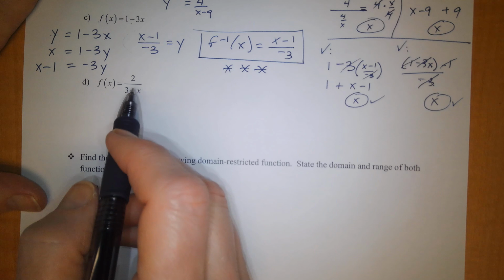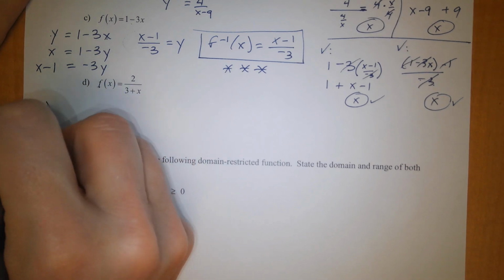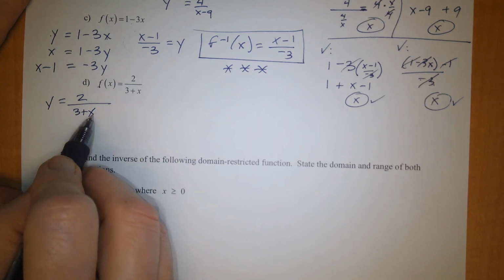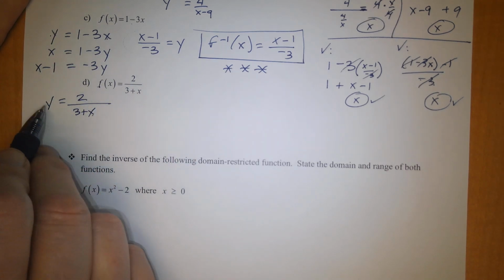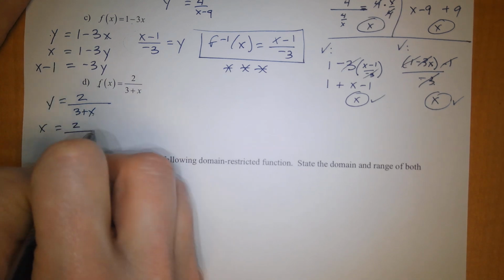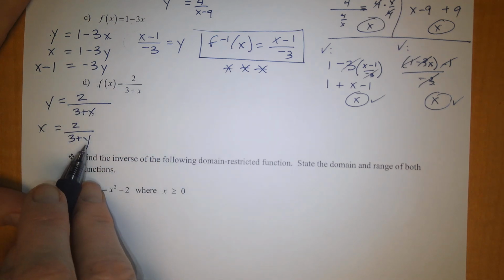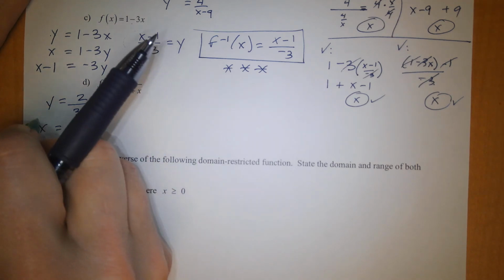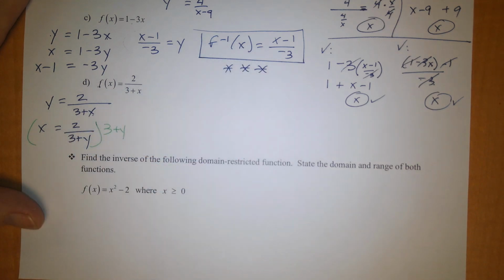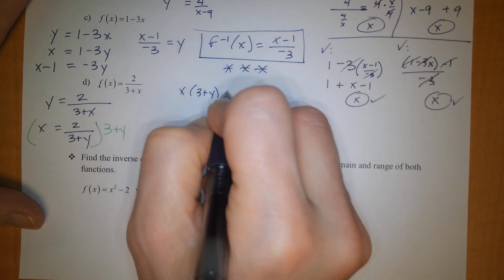Let's try one more. Again, change f of x out for y. Then switch the x's and the y's. The domain becomes the range, and the range becomes the domain. Now solve for y. So I'm going to multiply both sides by 3 plus y. So this becomes x times 3 plus y equals 2.